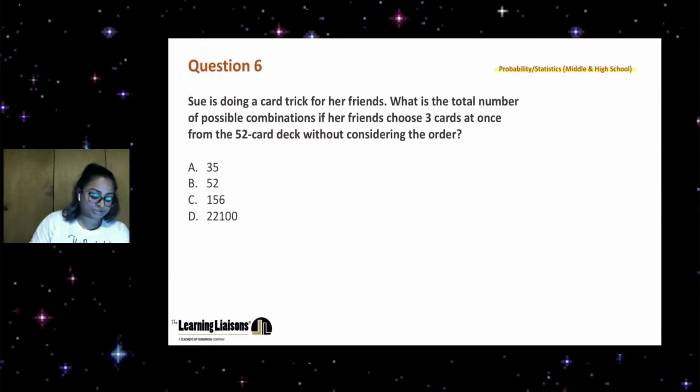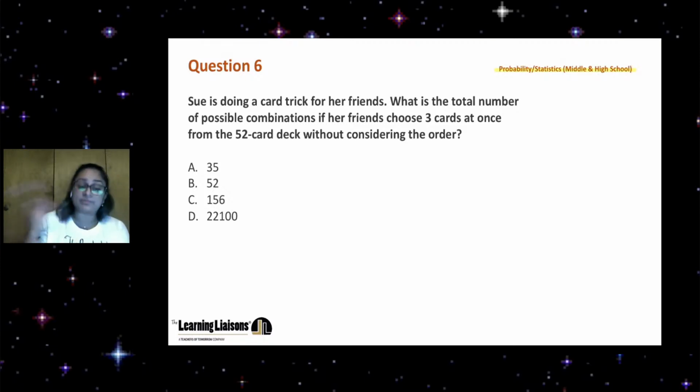Okay, so Sue is doing a card trick for her friends. And they want to know what is the total number of possible combinations if her friends choose 3 cards at once from the 52 card deck without considering the order? Try that again. What is the total number of possible combinations if her friends choose 3 cards at once from the 52 card deck without considering the order?